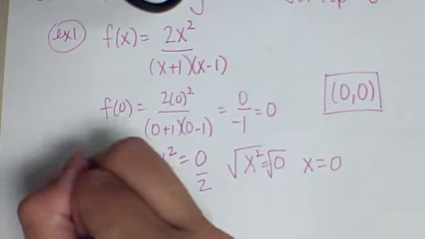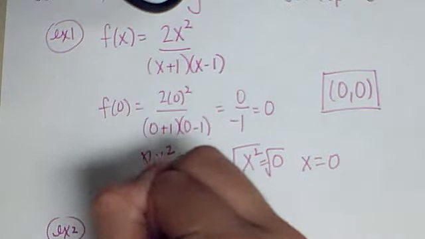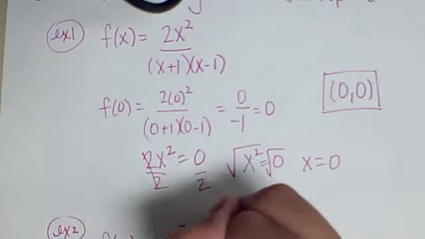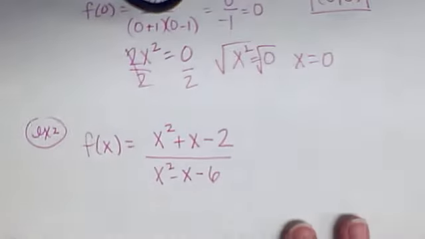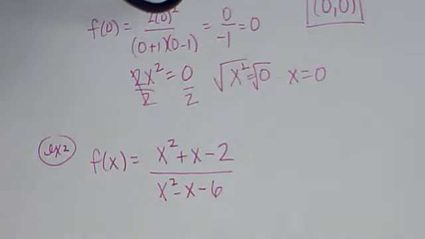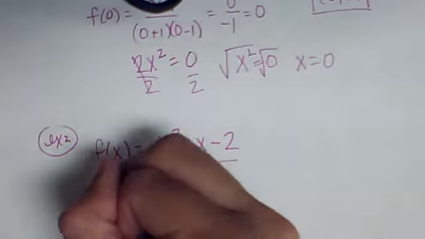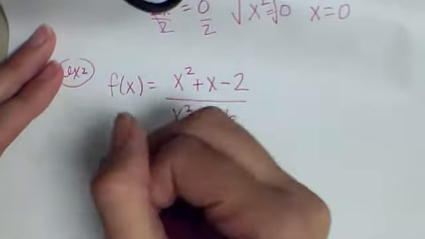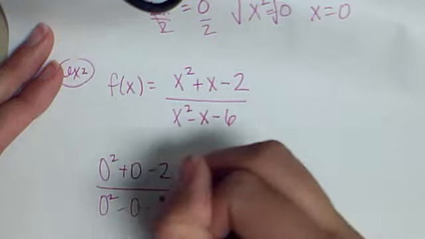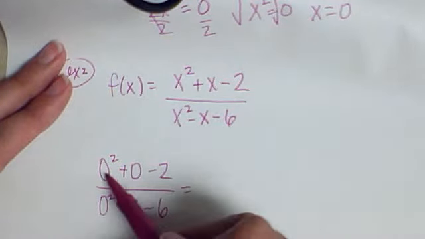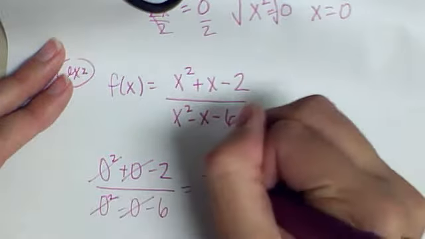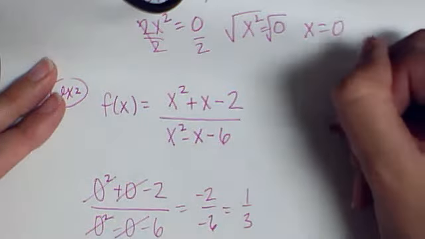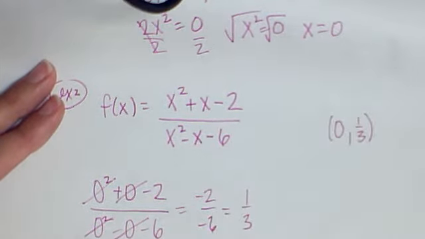Let's try another one. Example number 2. F of x equals x squared plus x minus 2 over x squared minus x minus 6. First thing you want to do is plug in 0 everywhere you see x. So we're going to do 0 squared plus 0 minus 2 over 0 squared minus 0 minus 6. 0 squared is 0, 0 is 0. These things go away, and we've got negative 2 over negative 6, which reduces to 1/3. And one of our intercepts then is 0, 1/3. That's one of our y-intercepts.